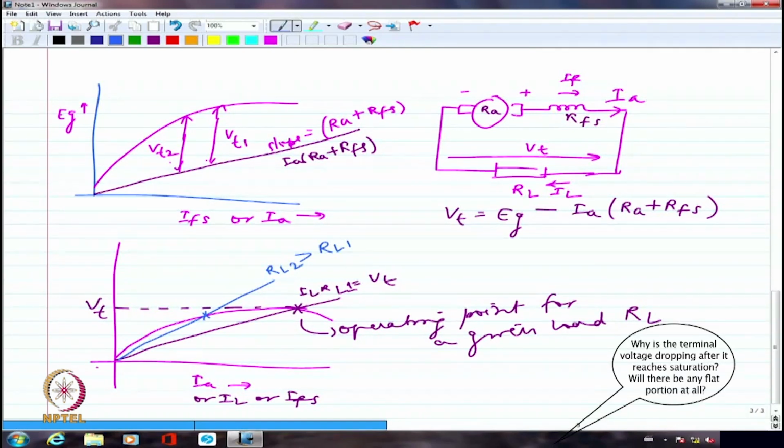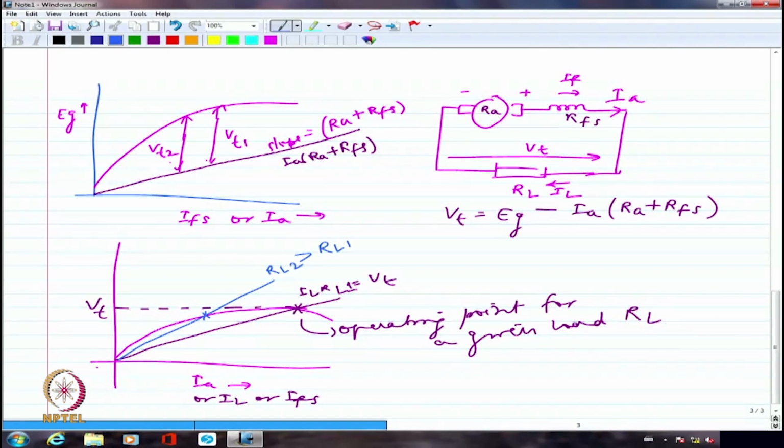It will decrease after some point, because if I look at the drop, the IA RA drop, IA multiplied by RA plus RFS drop, will be quite substantial as compared to the saturated value of voltage. Please remember that the voltage is going to saturate. This voltage is saturating, it is not going to increase much. So that is like a constant, out of which I am cutting off IA times RA plus RFS.